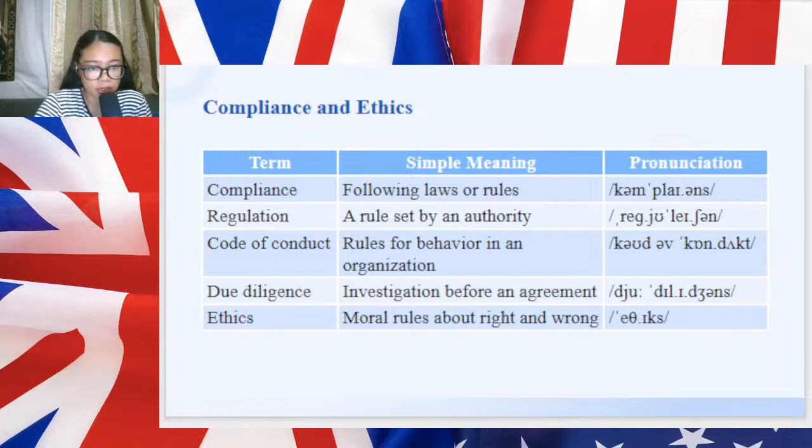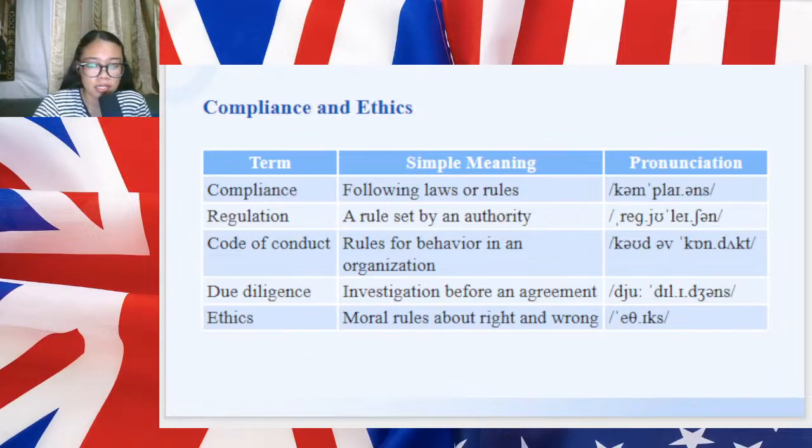It's a primary stress. And lastly, the final syllable, ans, is unstressed. It's very easy because it's using the schwa sound, uns. Uns. It's a short, weak, and unstressed vowel sound. So all in all, this is compliance. Again, compliance. Next is regulation.